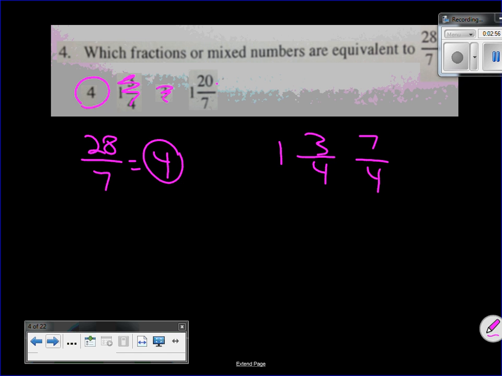Do you see how this numerator is larger than the denominator? Remember that problem we did yesterday? Okay, they're going to try and trick you on these. So let's just change this into a fraction. We have 1 and 20 over 7, right, kids? 7 times 1 is 7, plus 20 is 27 over 7. Is that 28 over 7? No. So we know this problem doesn't work. So 4 is the only answer that works.